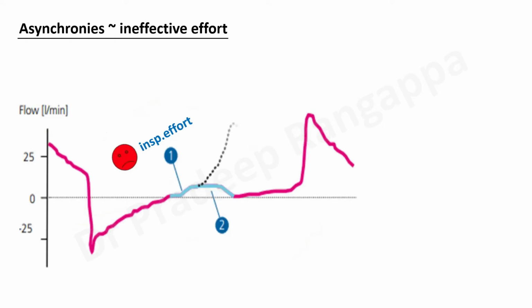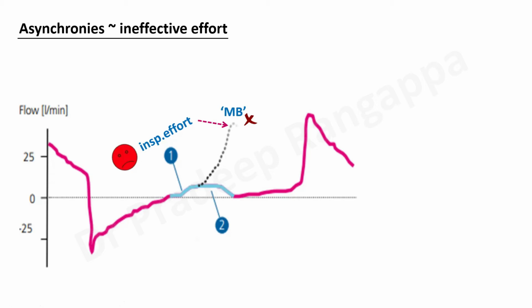Then there is this ineffective effort. You have this patient putting an inspiratory effort here. Once there is the inspiratory effort, there should have been delivery of the mechanical breath. And as you see, there is no delivery. There is a significant lag time, and no breath is triggered after this. So there is no delivery of the mechanical breath despite the inspiratory effort.